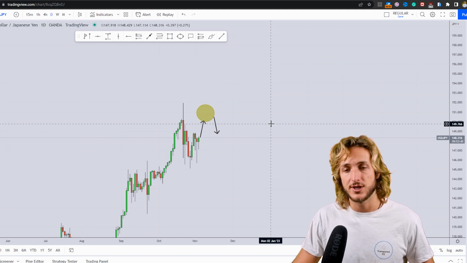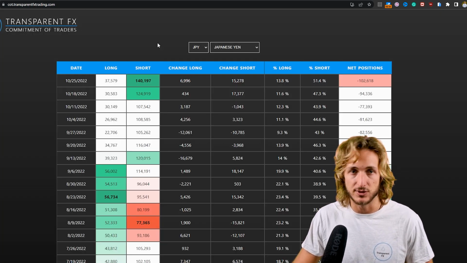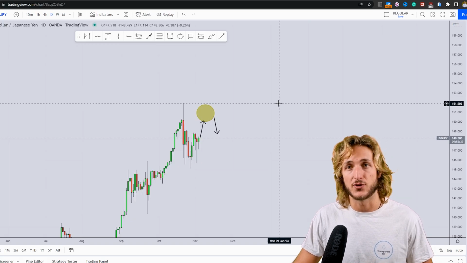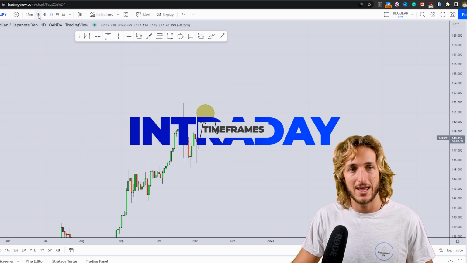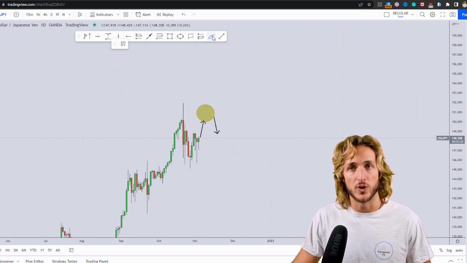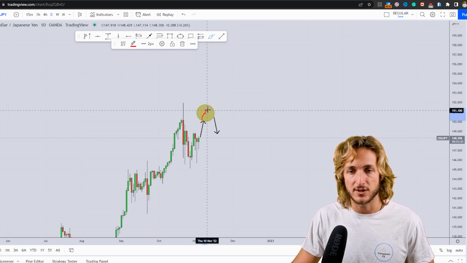Now, how could we be approaching that move? As usual, trading is reactive and not predictive. The monthly, weekly, and daily combined with the COT data, those are the best time frames from a directional perspective. However, when it comes to confirmations and entries, the best time frames are the intraday time frames, so 4 hour and lower.